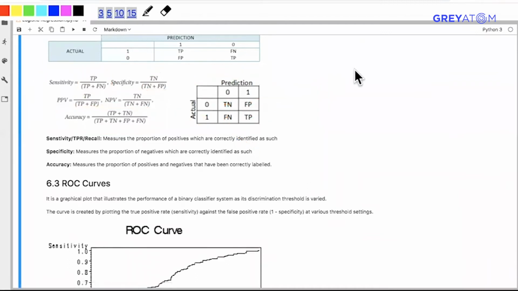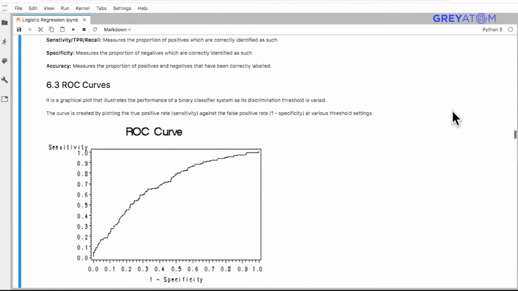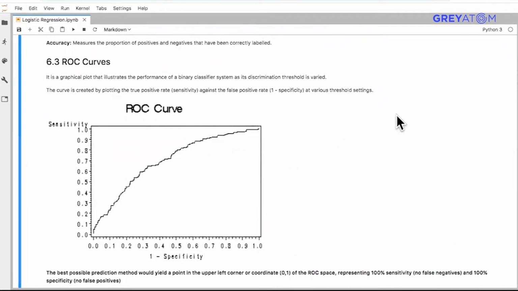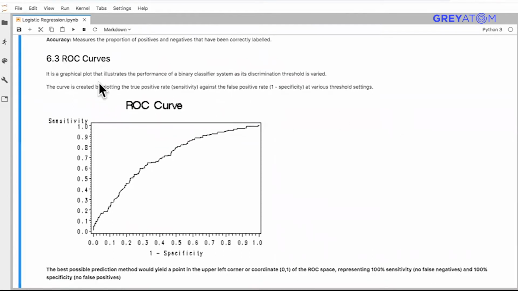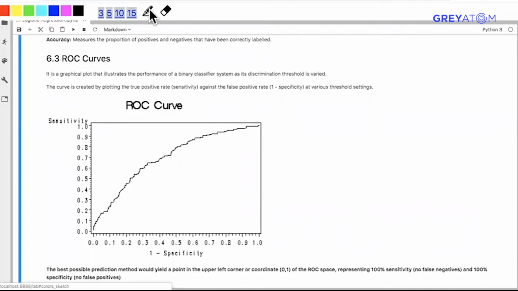The next classification metric is the ROC curve. Nothing very special about this curve. This curve is just a visualization, a plot of sensitivity, that we discussed right over here, and 1 minus specificity. If you remember, sensitivity was the true positive rate, and 1 minus specificity would be the false positive rate. Let me just show you this right quick.